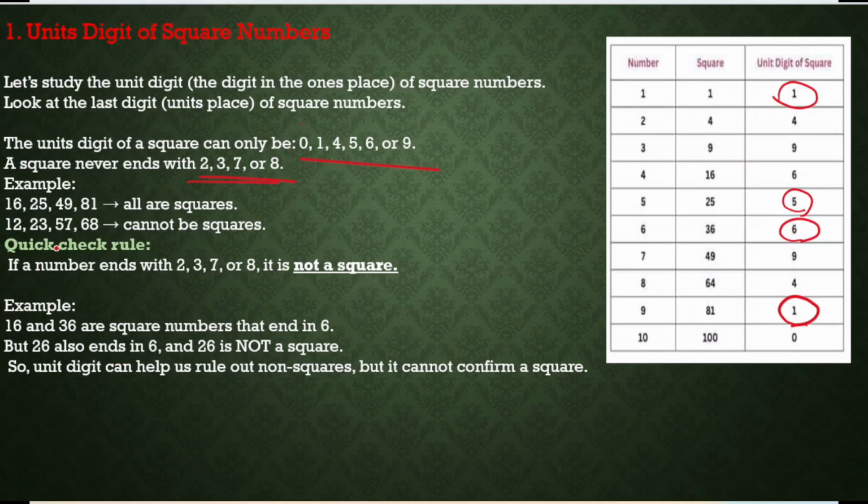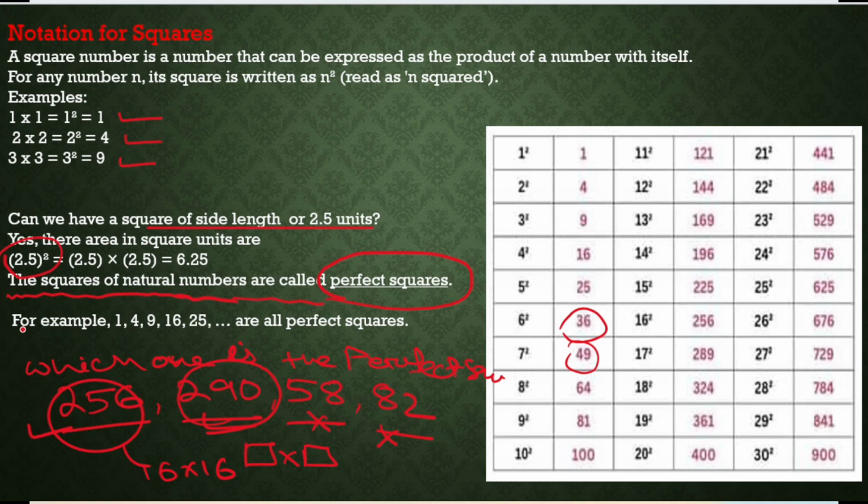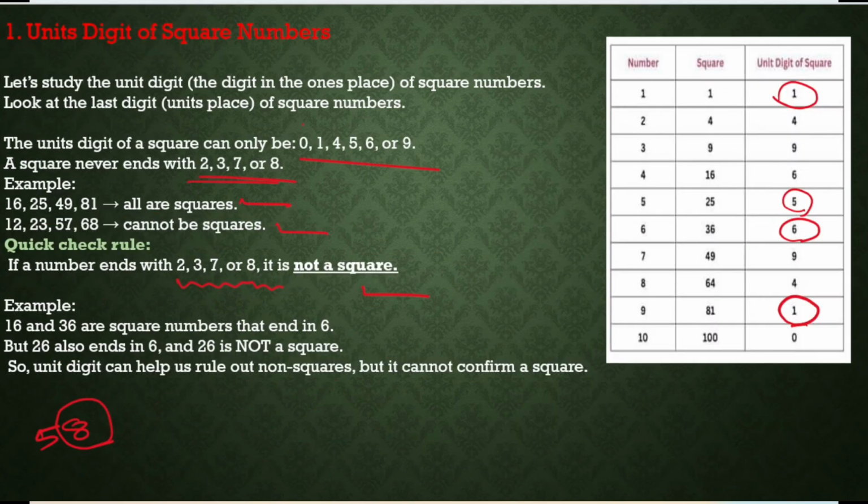Okay. See, 16, 25, 49, 81 all are squares. This 12, 23, 57, 68, these can't be squares. If a number ends with 2, 3, 7 or 8, it is not a square. Suppose 58. Is it a square number? No. Why? The unit place is 8. Similarly, see this 256, unit place 6, here unit place 0, unit place 8, unit place 2. These are not perfect squares. So 256 is a perfect square.